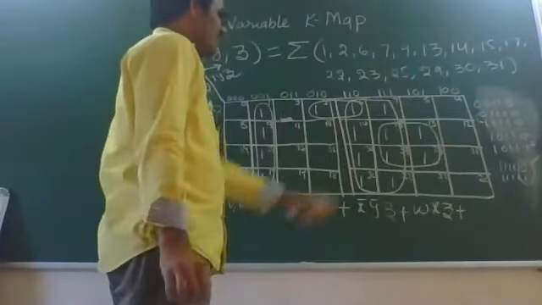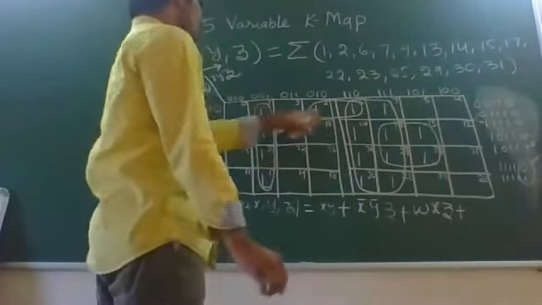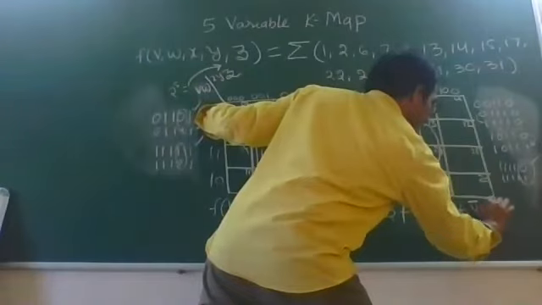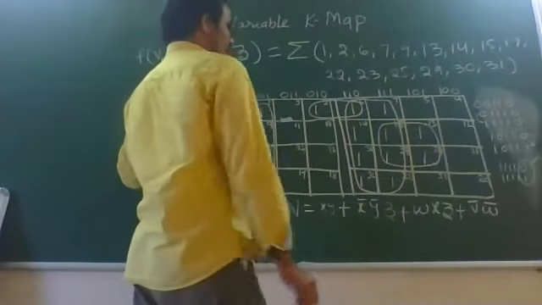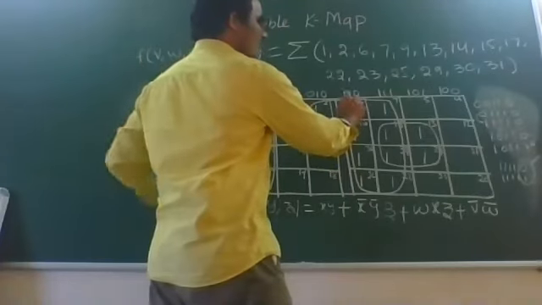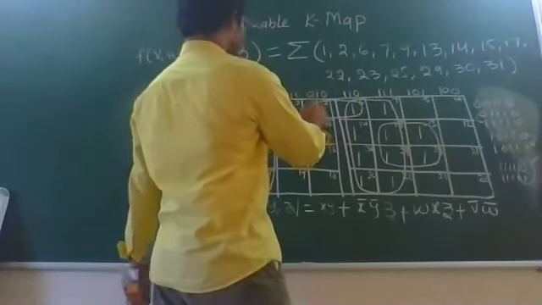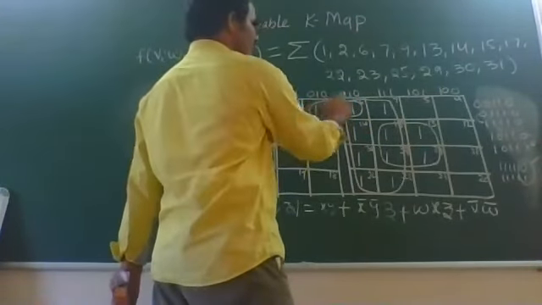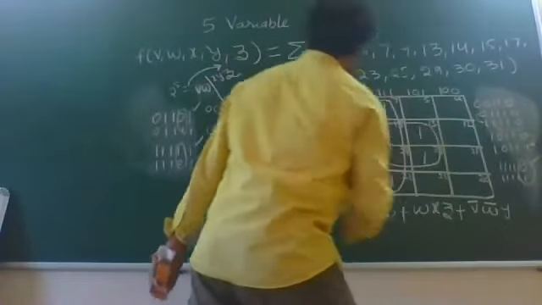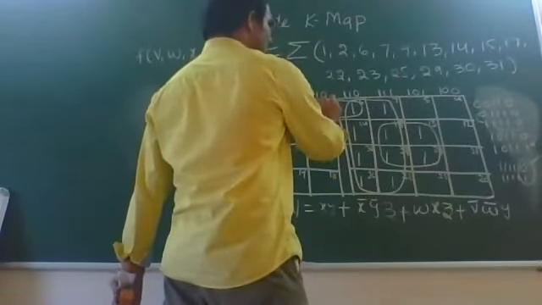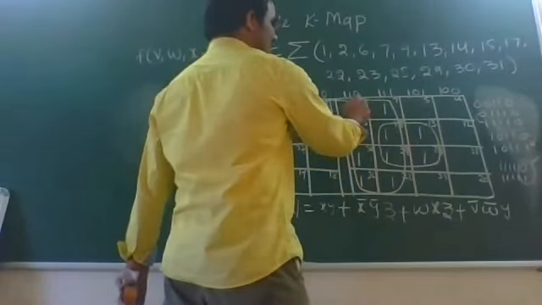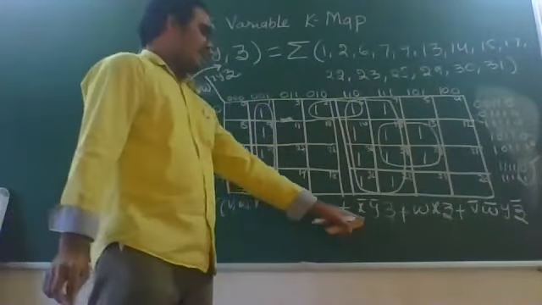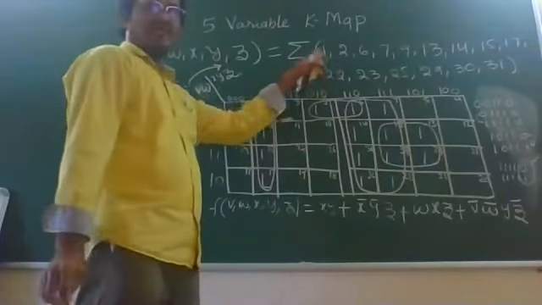Plus, finally we are left with one pair. This covers V and W as 0, 0. So there will be V bar, W bar. Next, X, Y, Z. X is covered as 0, 1. So X will not be there. And Y has 1, 1. So Y will be there. And Z is covered as 0 here, 0 here. That means Z bar. So this is the minimal SOP form for the 5 variable K-map.